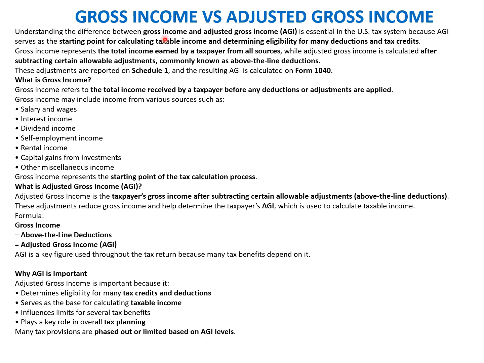Understanding the difference between the gross income and adjusted gross income is essential in the US tax system because AGI serves as the starting point for calculating the taxable income and determines the eligibility for many deductions and tax credits. So what is the gross income? Gross income refers to the total income received by the taxpayer before any deduction or adjustments are applied. Gross income may include salary income, interest income, dividend income, self-employment income, rental income, capital gain income, and other miscellaneous income. Gross income represents the starting point.